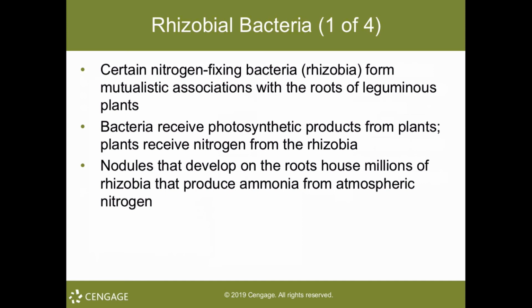So here we go. Please prepare yourselves for notes. Bacteria receive photosynthetic products from plants, while helping plants meet their nitrogen requirements by producing ammonia in the form of NH3 from atmospheric nitrogen. It is so amazing. So you should remember this from our biogeochemical cycle lecture.